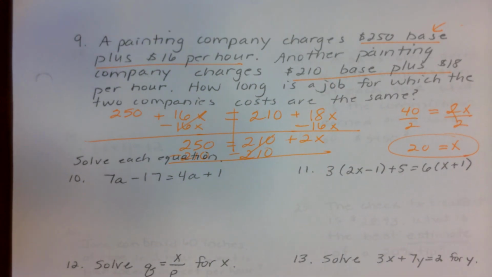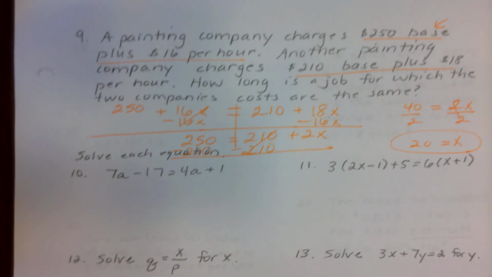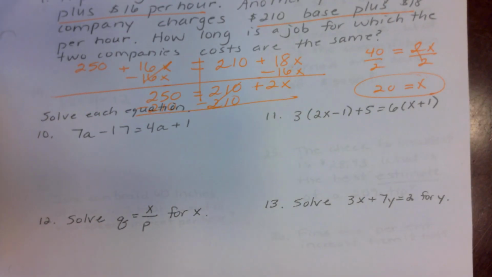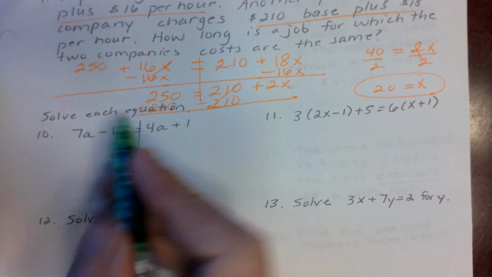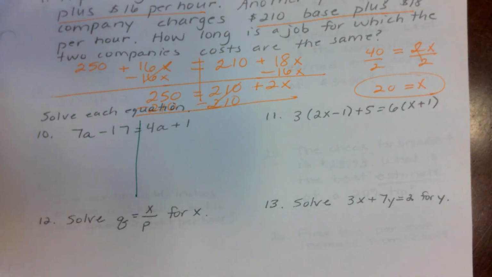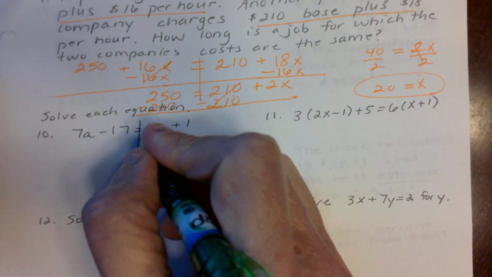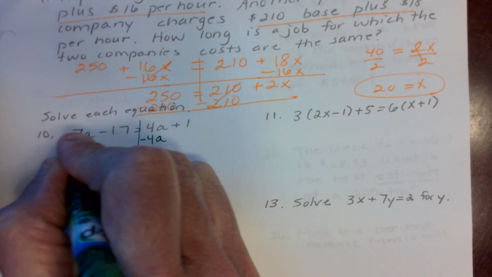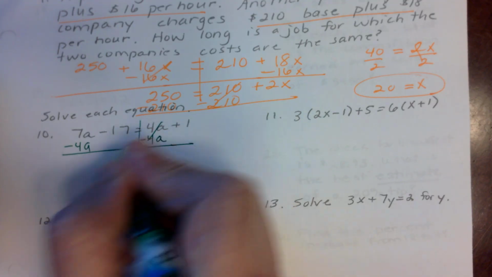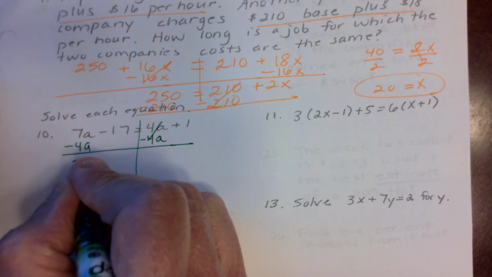Okay, let's practice some more solving. New color. All right, I'm going to draw your line, locate your variable. Oh, they're on both sides. So what did I just say about moving variables? You want to move the smallest one. So we're going to subtract the 4a first. 7a minus 4a is 3a.